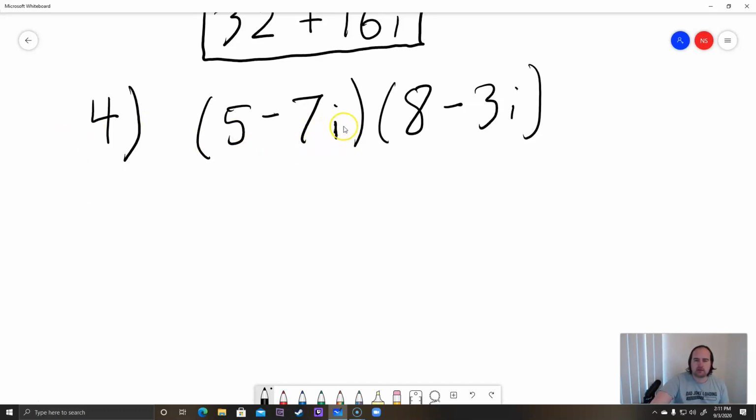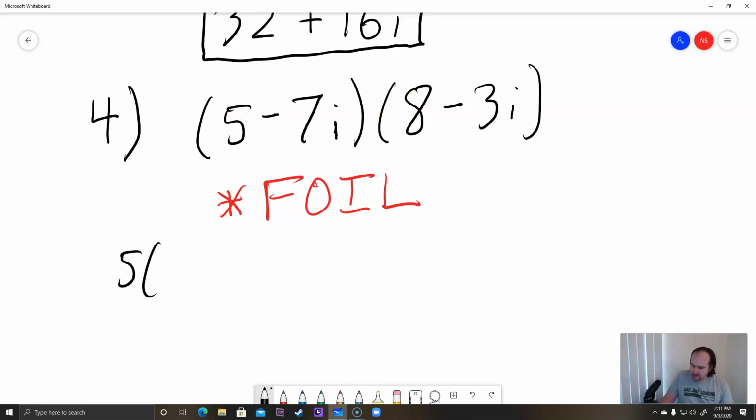Now, again, we're just going to treat i as if it were an x. And here we have 2 terms times 2 terms. So that's actually going to mean we're going to use FOIL here. Okay? So we use FOIL. And hopefully you remember FOIL. But if not, it stands for first, outer, inner, last. So here the first is going to be 5 times 8.